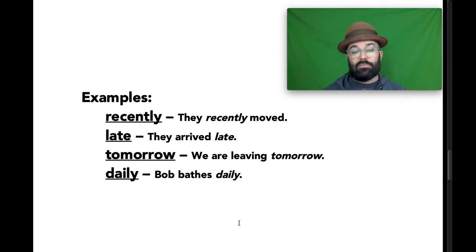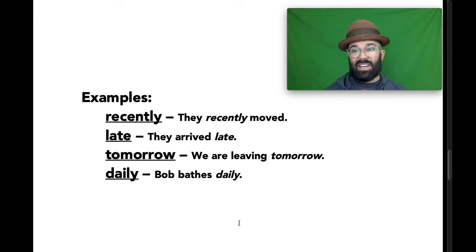Recently, late, tomorrow, daily. They recently moved, right? It answers the question when they did that verb, when they moved. It's not a specific when, right? It's kind of a vague and general when, but it still answers the question of when. They arrived late. Late, once again, tells us when they arrived. Once again, it's not specific, but it answers the question of when, and it's modifying that verb arrived.